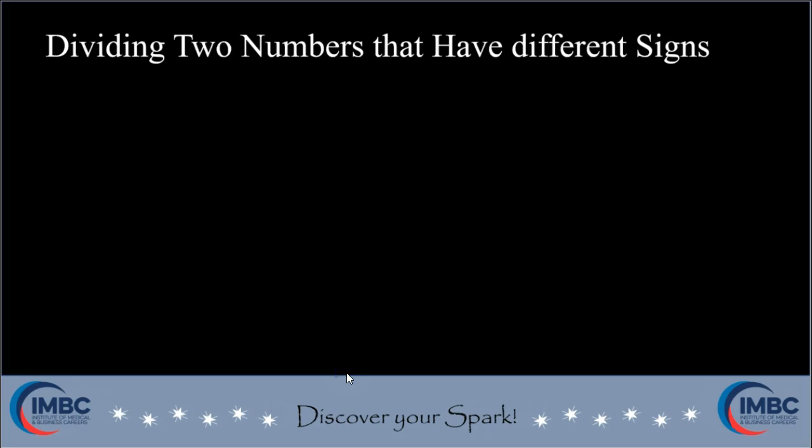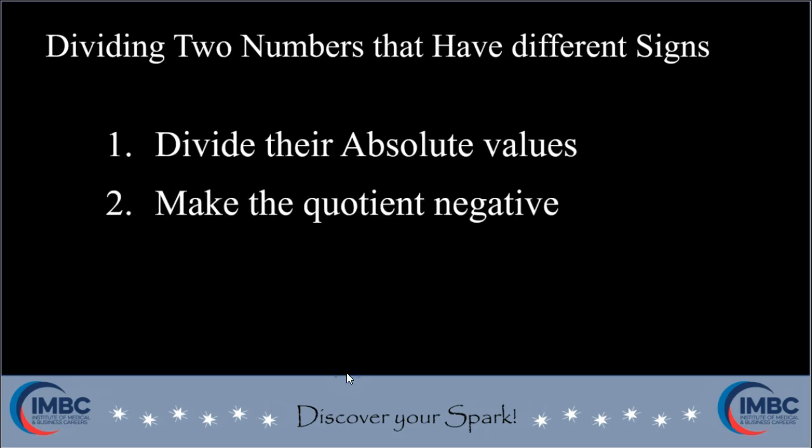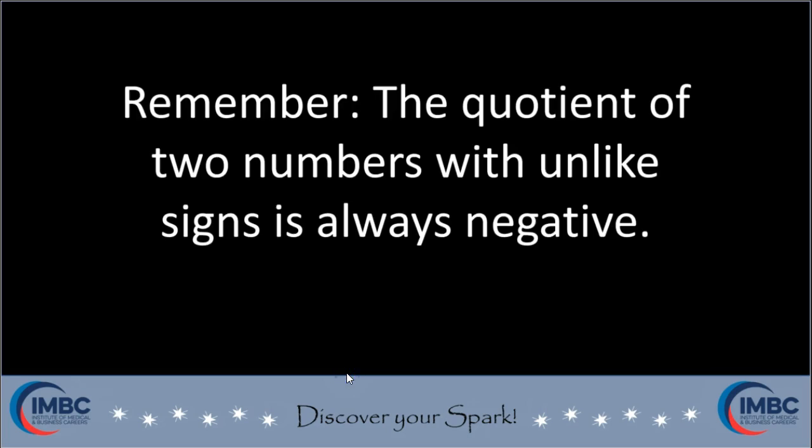Dividing two numbers that have different signs. Divide their absolute values, make the quotient negative. Unlike signs, final answer, negative. I have a negative 45 divided by 9. Final answer, negative 5. Unlike signs. 28 divided by a negative 7. Final answer, negative 4. The quotient of two numbers with unlike signs is always negative.